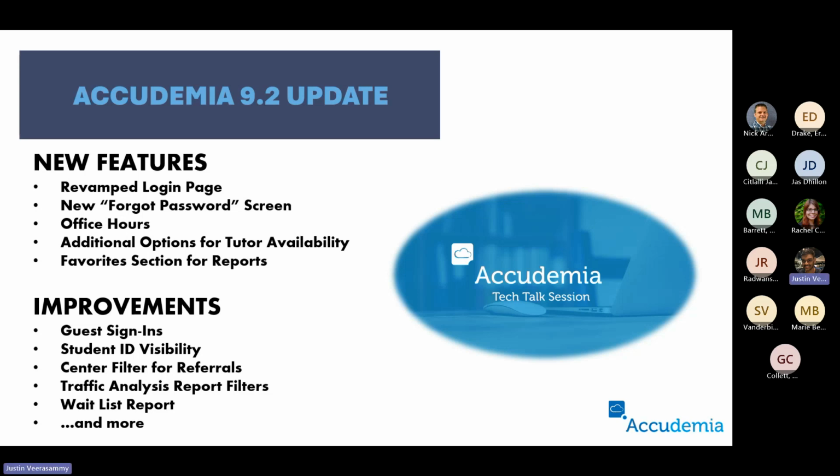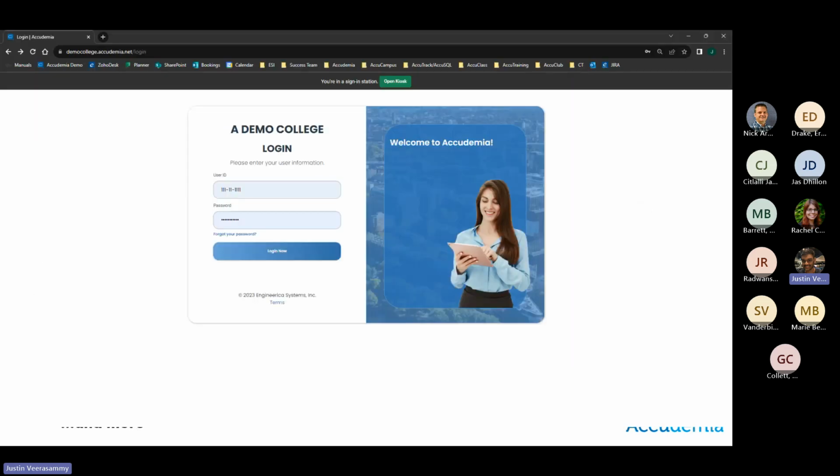Along with those new features, we also have some improvements to existing features that are in the system. So this includes the guest sign-ins, more places to view a student's ID, a filter for centers when searching referrals, new filters for the traffic analysis report, and an added course column to the waitlist report, and some other things. So I'm going to go ahead and share my screen here with Accudemia open.